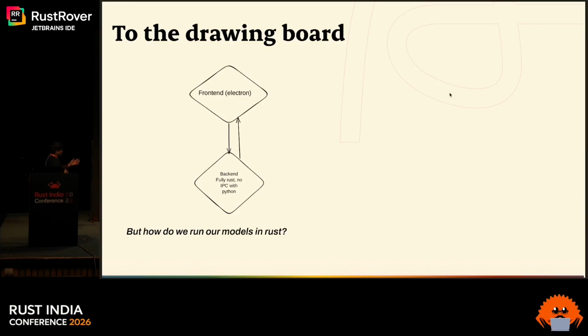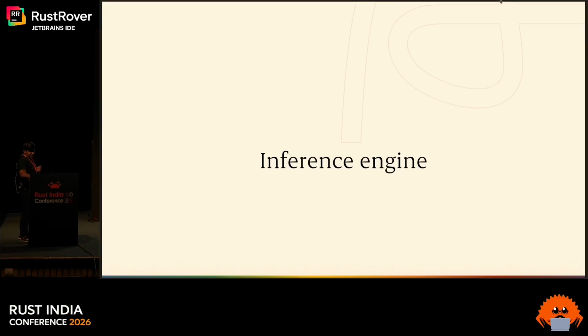How do we run our models in Rust? That was the challenge we faced, because in Python we use PyTorch and other reputed libraries which allowed us to easily run our models. But for Rust, it wasn't so simple. There were a bunch of libraries like Candle, but they didn't entirely support every single operation in our model, so we couldn't just use them. We had to build something of our own because our use case was really special. So the inference engine came from that.